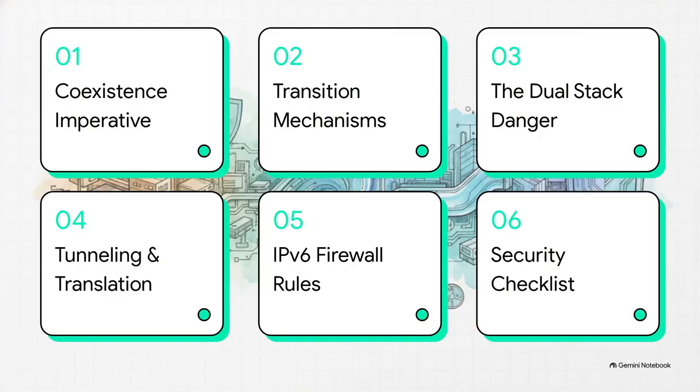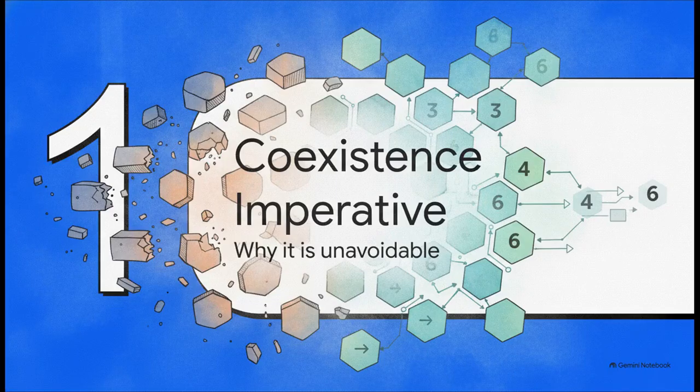Okay, let's dive right into this. We'll start with the coexistence imperative, clearly define the transition mechanisms, and unpack the very real dual-stack danger. From there, we'll analyze tunneling and translation risks, establish our IPv6 firewall design rules, and then wrap the whole thing up with a highly actionable security architect's checklist. Section 1. The coexistence imperative.